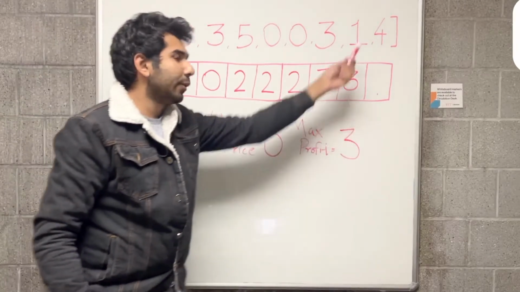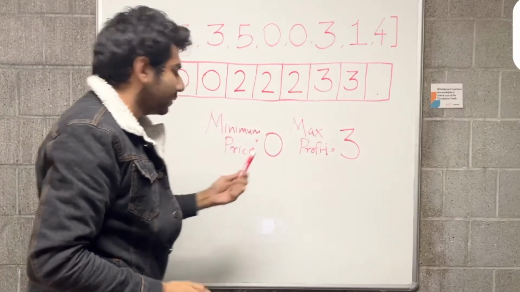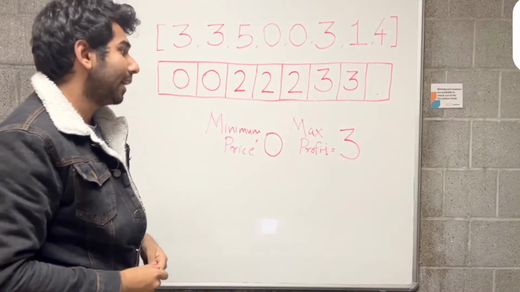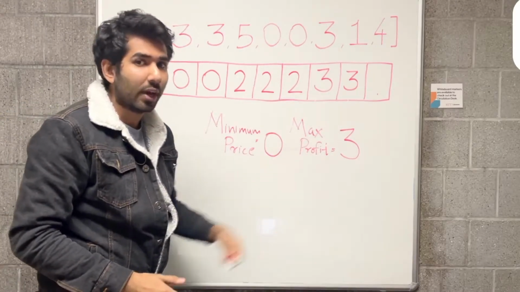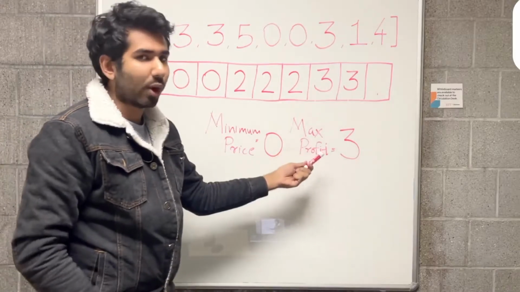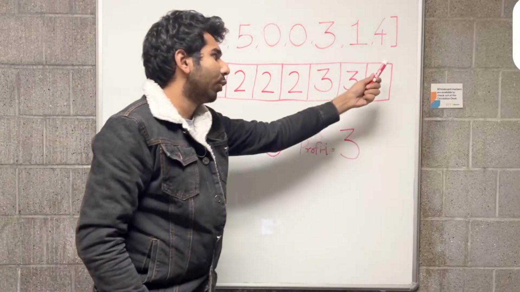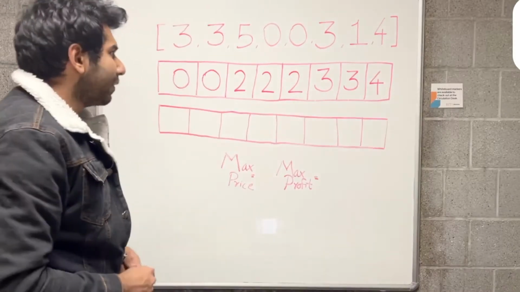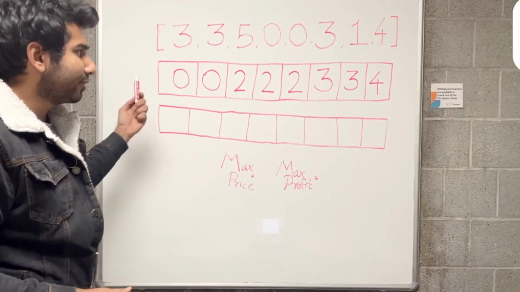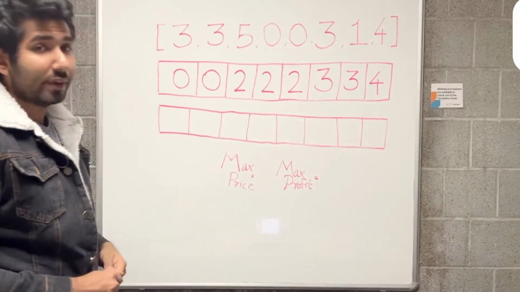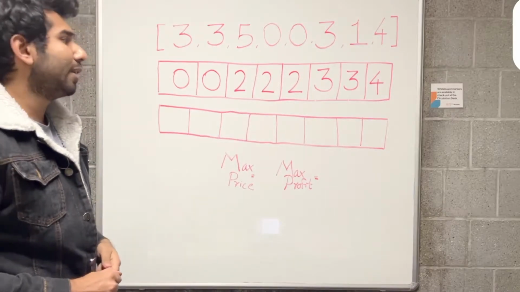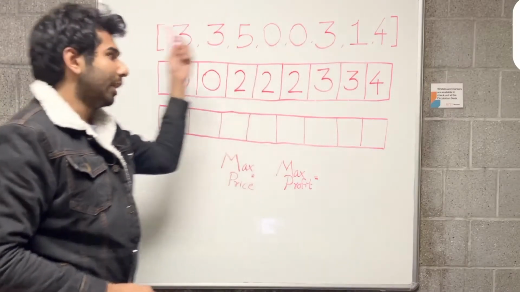Last index, the value is 4. So 4 minus 0, the profit is 4 this time, which is greater than our maximum profit. So first we need to update our maximum profit to 4 and then put value 4 over here. Alright, so we were able to form an array by going left side to right side. Now we will be forming another array in which we will be going from right side to left side.